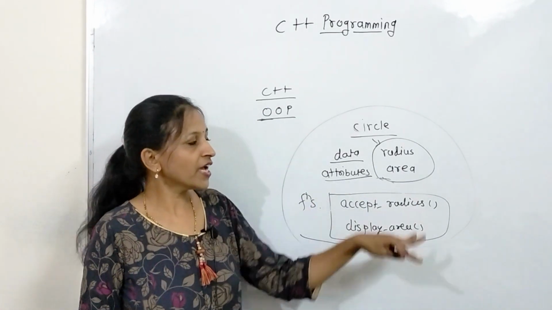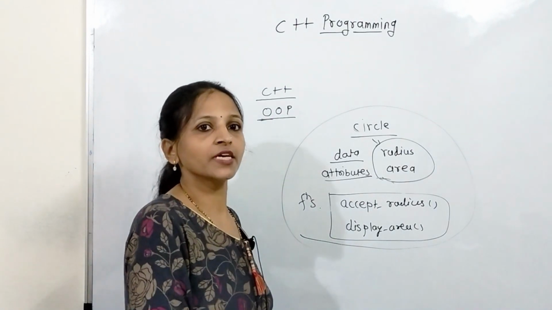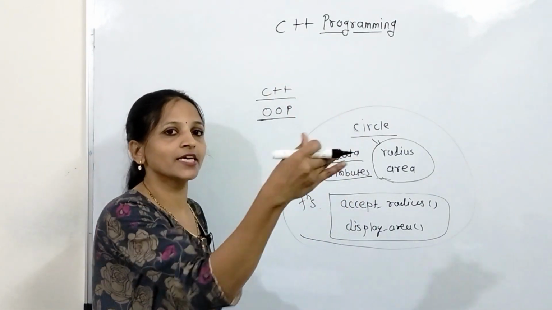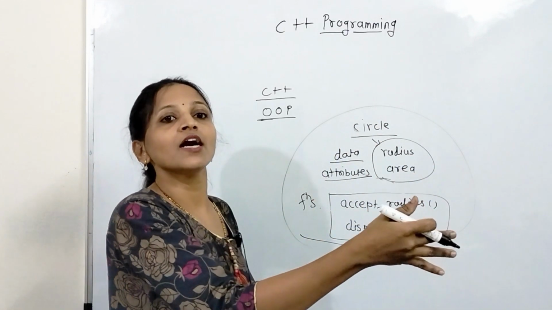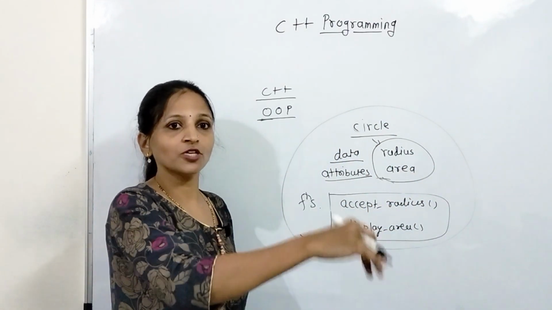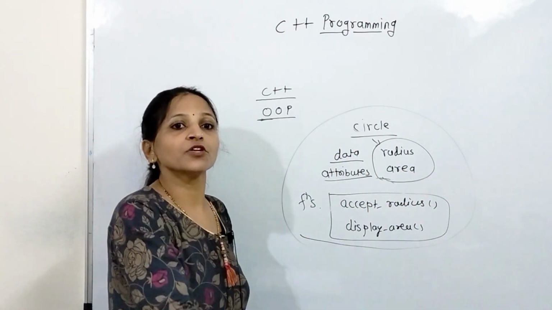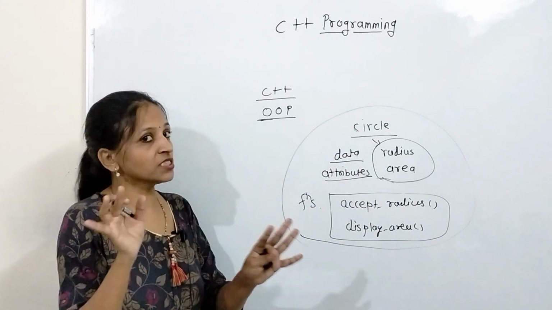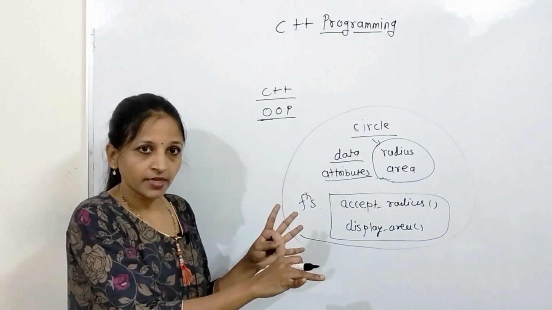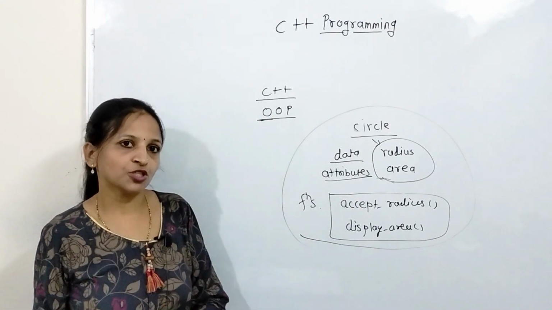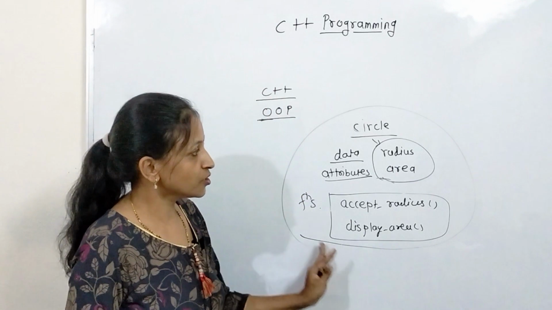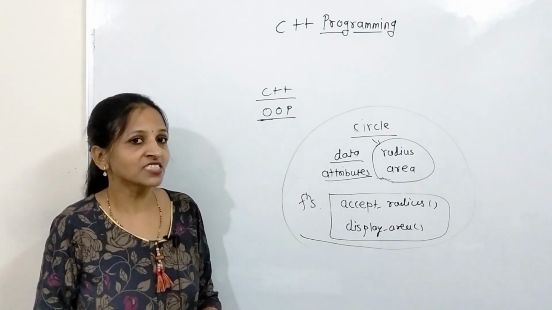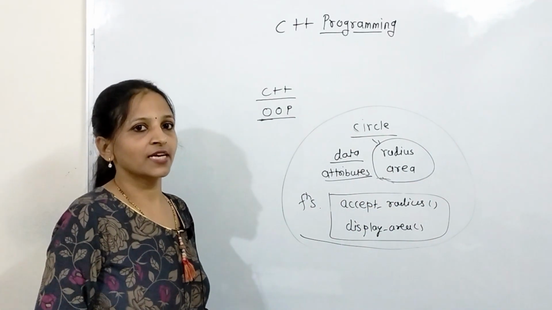In this way, this type of thinking is called object orientation or the object oriented approach, and that is possible by using object oriented languages. This type of implementation you cannot do in C language. It is not possible. That's why C is a procedure oriented language, and C++ follows this approach. That's why C++ is an object oriented language.